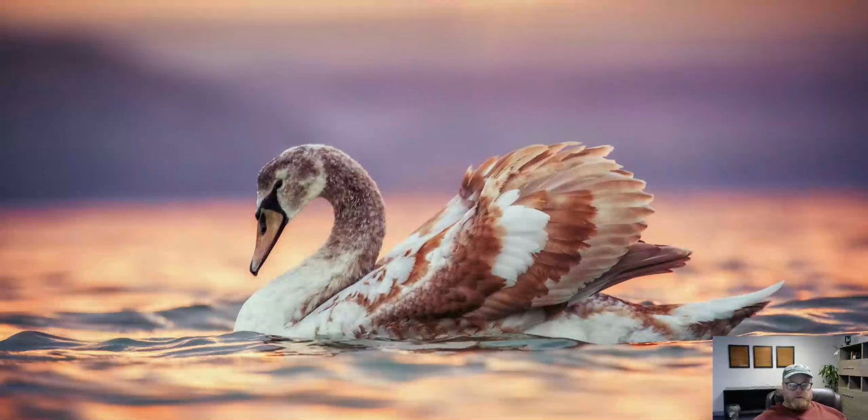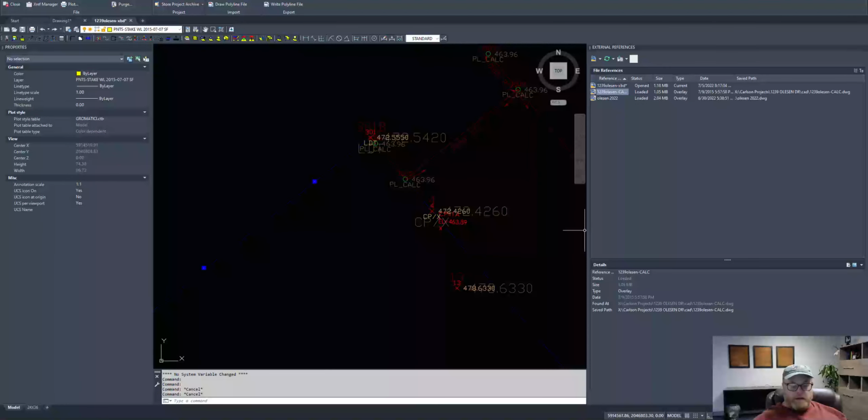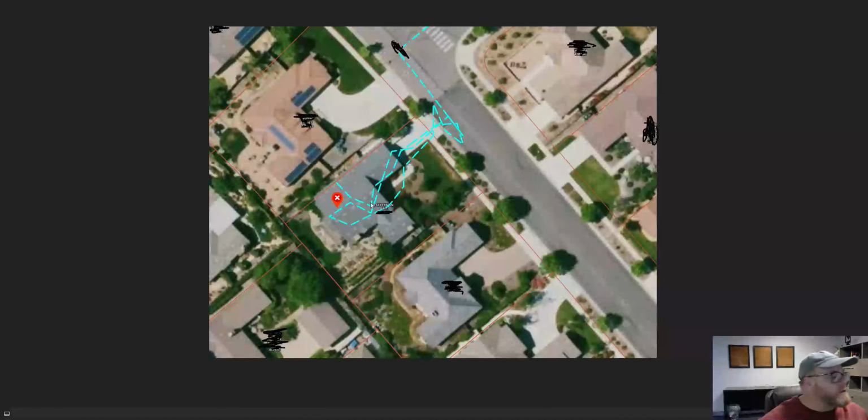This is the problem with winging your video. So here you go. Here's the house. Here's the property line. Looks like it's going through the garage. Well, you could go out there and see a mark that doesn't look like it's right here.